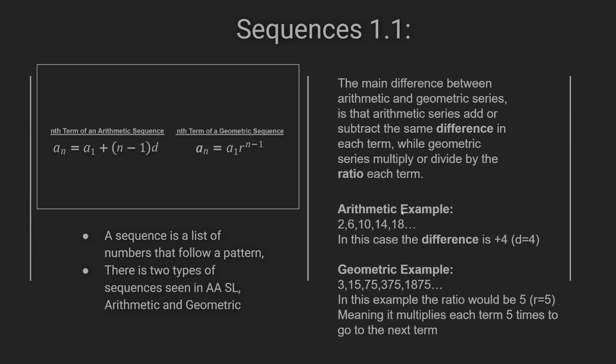So, for example, an arithmetic sequence could be 2, 6, 10, 14, 18. And here the difference would be plus 4 since it's increasing by 4 in each term. Then a geometric example is 3, 15, 75, 375, and then 1875. In this example, the ratio would be 5, which means that for each term that you go up, it would multiply by 5.